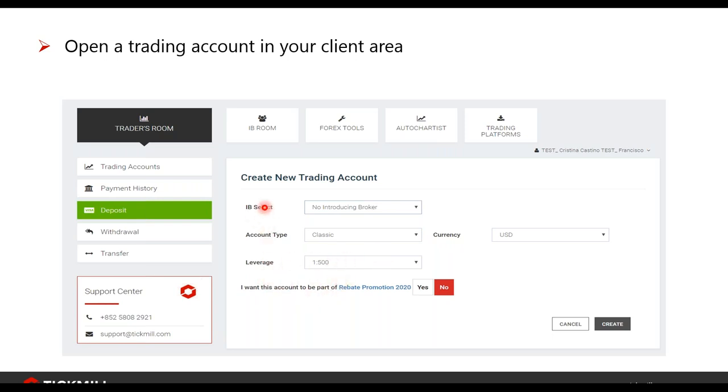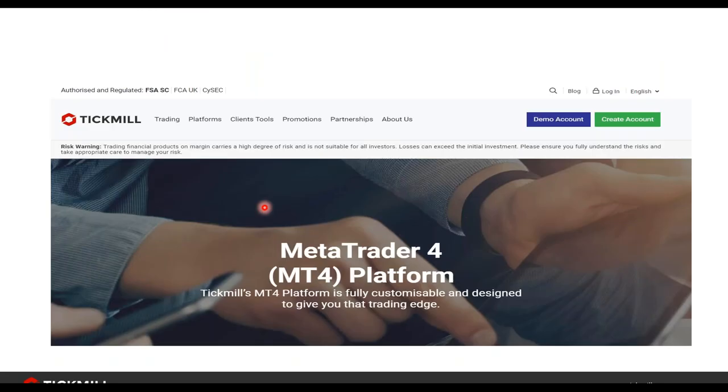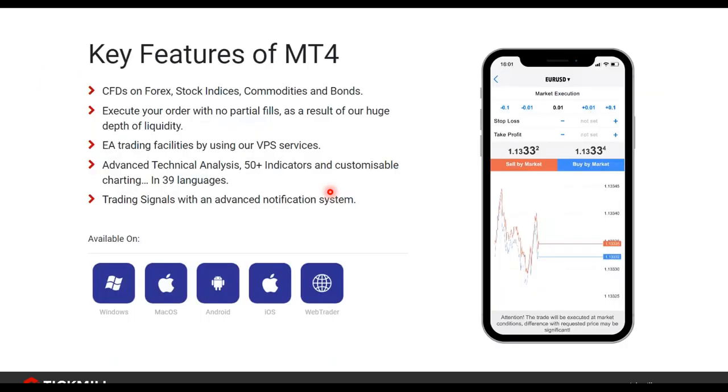Once you're able to open a trading account, ang next is you download the platform kung saan mo ilo-log in. So download the MT4 platform, and yung trading account na inopen mo, you can download it to the MT4 platform. MetaTrader 4 is available in Android and iOS. We also have the WebTrader, available in Mac OS and also Windows OS.